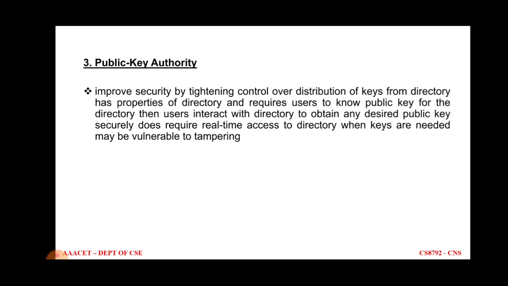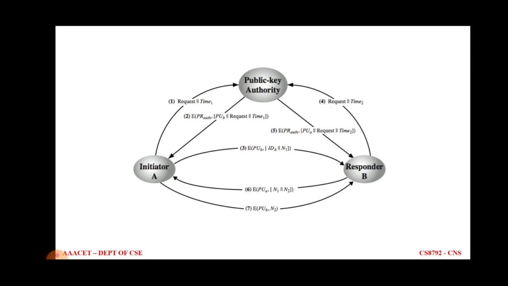The third one is the public key authority. It improves security by tightening the control over distribution of keys from the directory, because each directory has some properties to retrieve the particular information. It is more secure because each and every person should register their particular key to the directory, which means each individual has some authority to retrieve the data from the directory. So the public key directory is authenticated and confidential. So this is the public key authority.